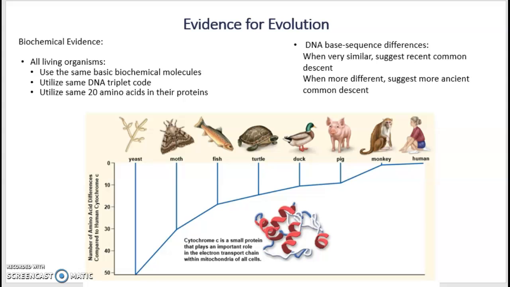So we can use these proteins and the DNA and the different types of proteins that are made to see how different or how similar they are, so we can tell how closely related evolutionarily two organisms are. So when the DNA base sequence is very similar, it means they were recent common descent. Where when it's very different, then it suggests more ancient common descent. How closely related are two organisms?